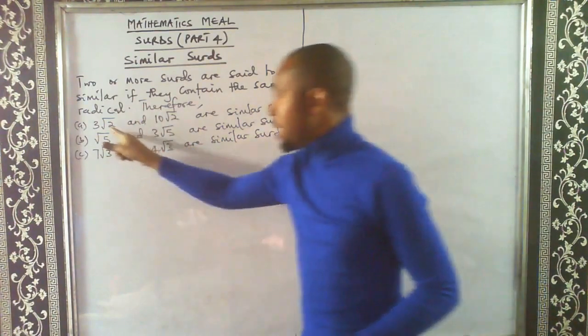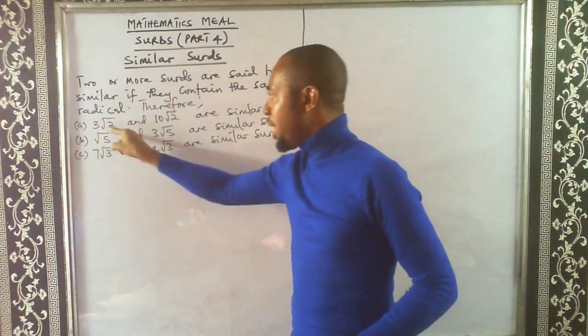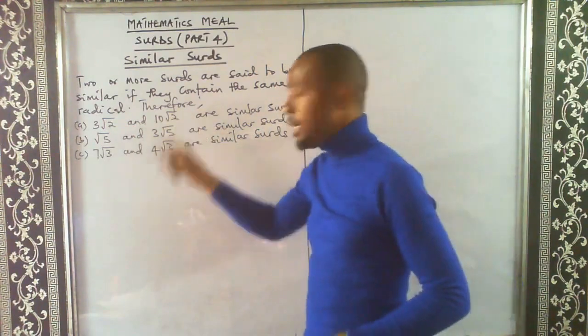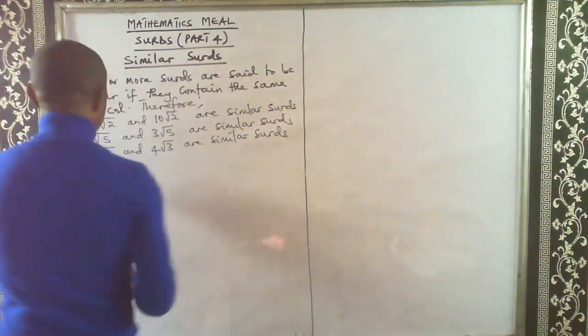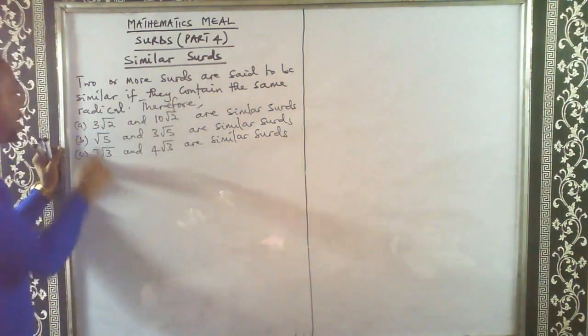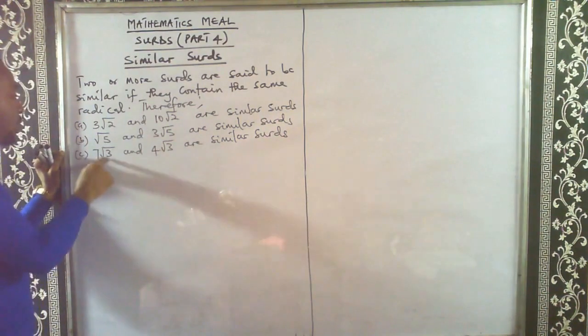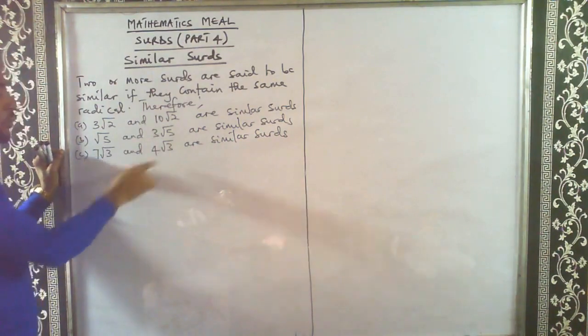Why? The radicals are the same. So 3 root 2 and 10 root 2 are similar. Why? They have the same radical. The radical here is square root of 2. Now you look at this again. Root 5 and 3 root 5 are also similar. The radical here is square root of 5. 7 root 3 and 4 root 3, similar. We have square root of 3.